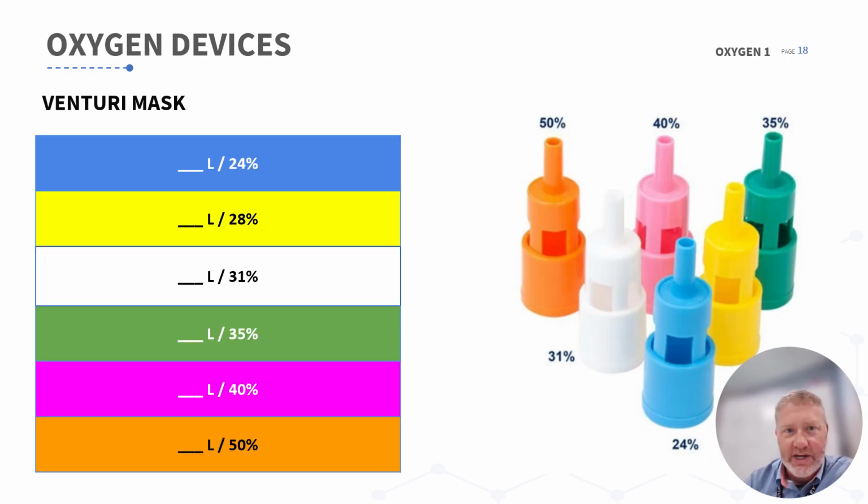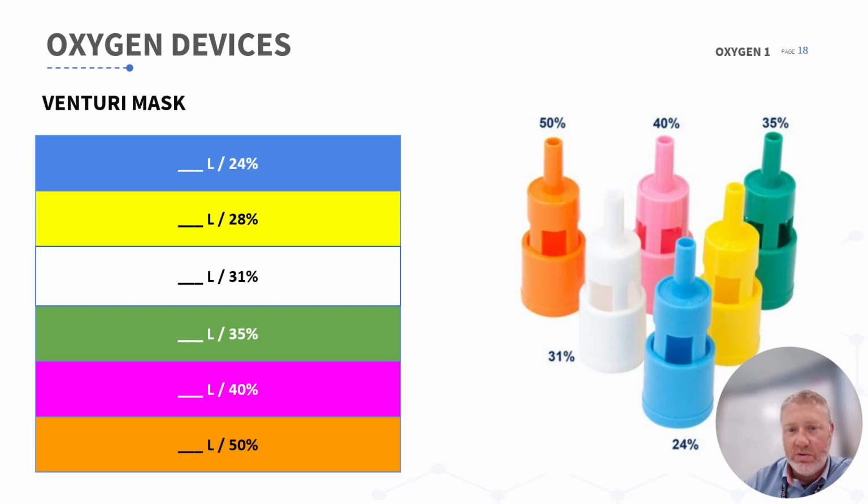So here's just an example of the different types of adapter colors. What makes these different are the size of the holes. Those are the air entrainment ports. So if you have a larger hole, then more air is getting through. So your lower FiO2 adapters, so 24% for your blue, if you were looking at it in real life when you set it up, these holes are a lot bigger than, say, your orange, which is 50%, because that does not entrain as much air.